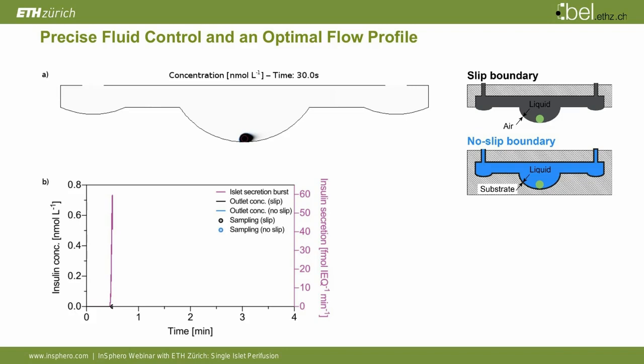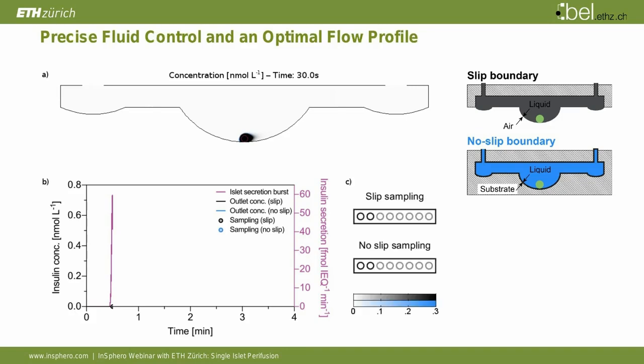You can see here the respective well plate positions. So we continuously perfuse at the flow rate of 15 microliters per second. And we sample into every single well for 30 seconds. So we collect 7.5 microliters in every well. And we also here measure the average concentration of insulin that we get.